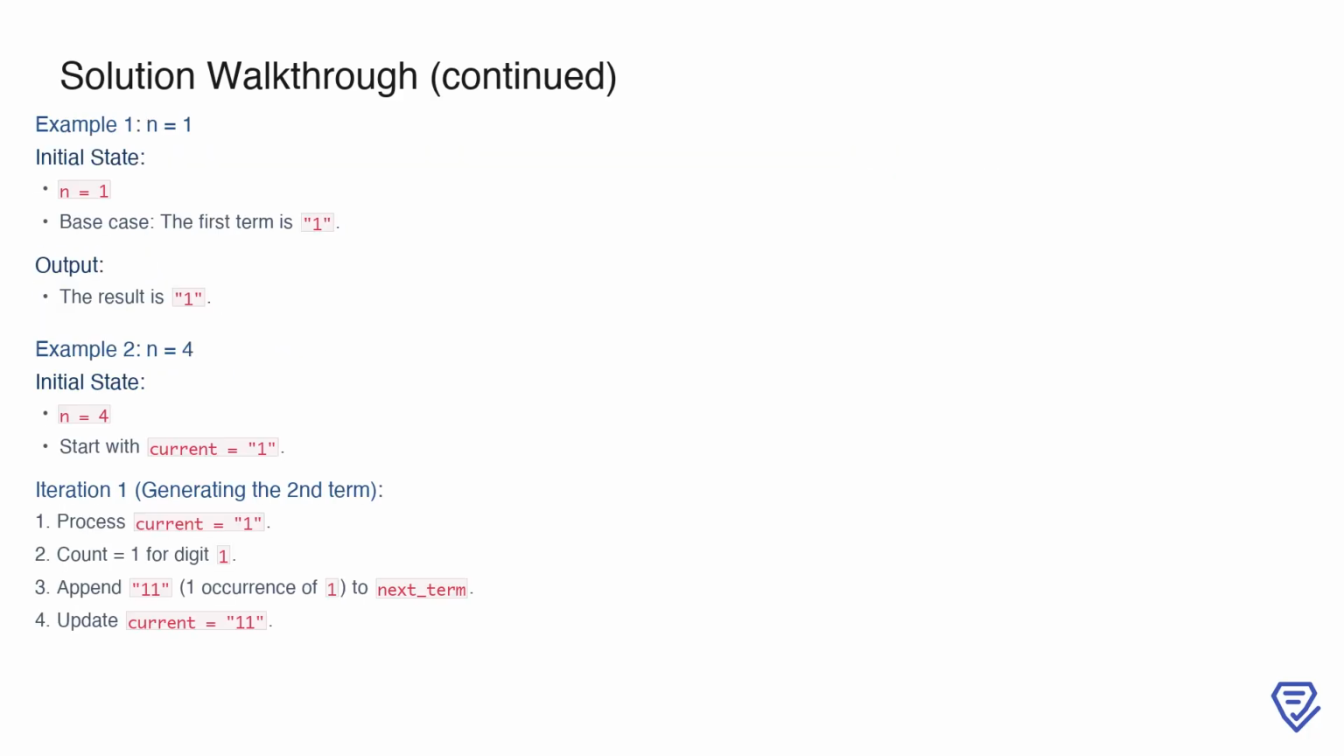When n equals 1, we're at the base case. The first term in the sequence is simply 1. There's no calculation here; by definition, the output is 1.